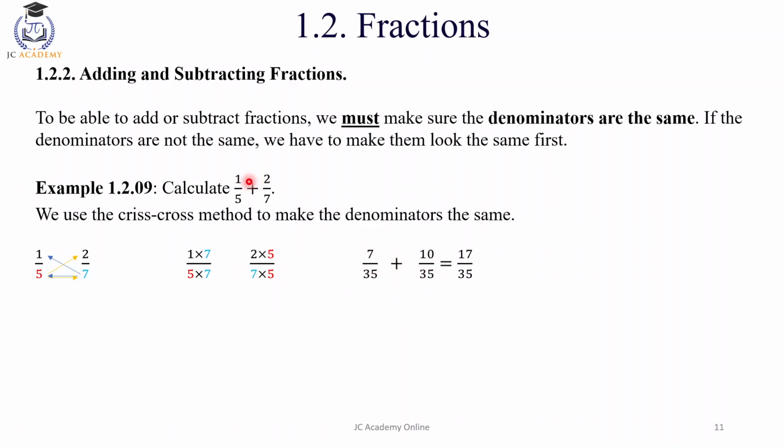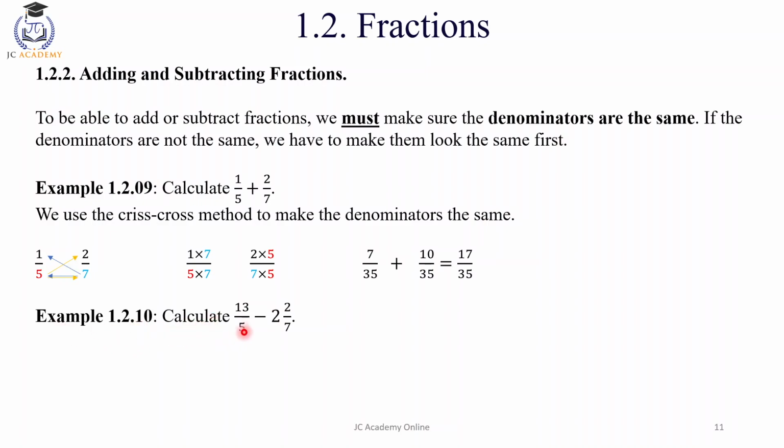Now we just put the original operator back in, which is plus, and as the denominators are the same, we just add the top numbers. So we have 7 plus 10 is equal to 17 over 35. Okay. Now 17 over 35, we can't simplify it any further, so that is our final answer. Let's look at another example.